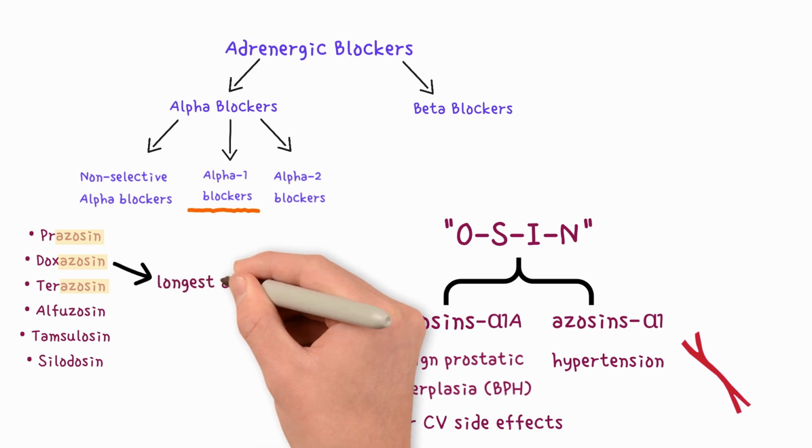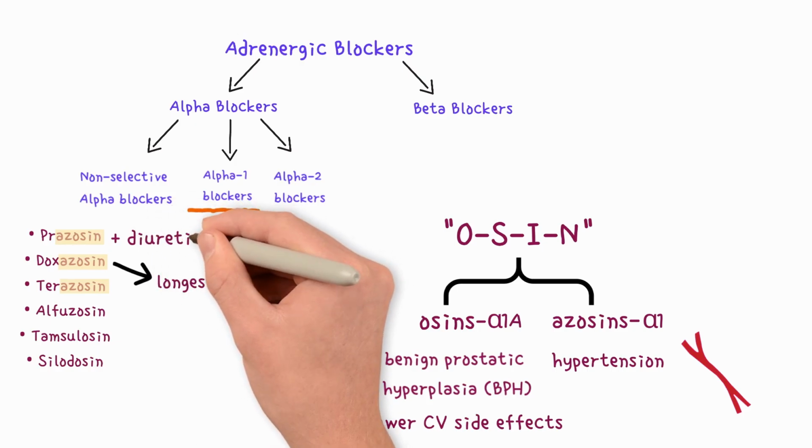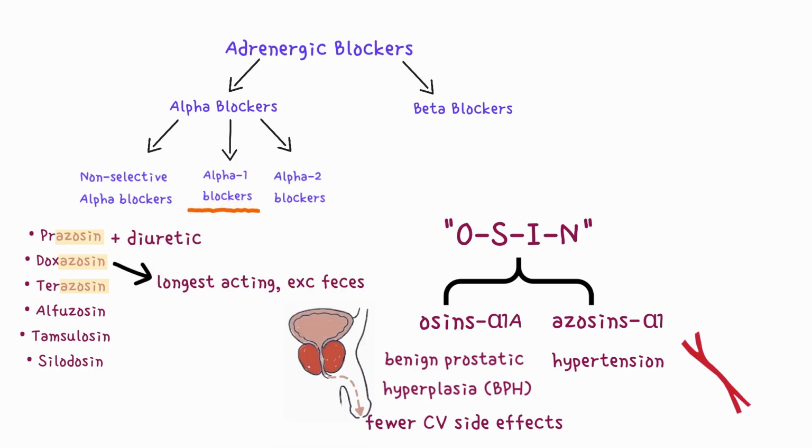Regarding pharmacokinetics, doxazosin is the longest acting and is excreted via feces, while others go through the urine. Prazosin is typically used with a diuretic because the body senses the drop in blood pressure and tries to compensate by retaining sodium and water.